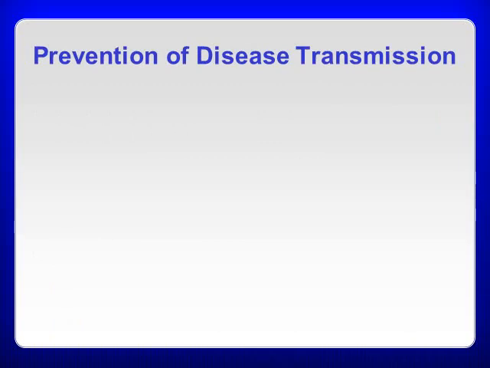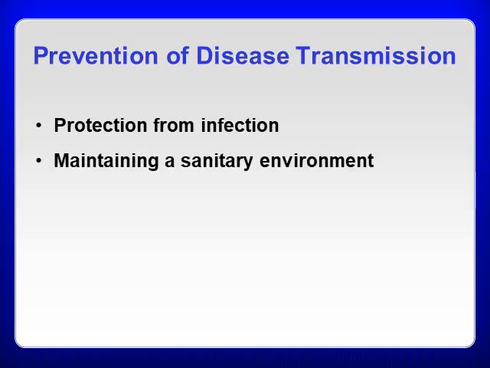Okay, prevention of disease transmission. Some of this information you may have even had in your emergency response class. We're going to talk about some of the different things we look at in regards to prevention of disease transmission. As a healthcare professional, you're going to be dealing with blood and bodily fluids, and good practices can help prevent disease transmission between individuals. So we're looking at protection from infection and maintaining a sanitary environment. We'll talk a little bit about cleaning and sanitizing surfaces within a facility, which is very important.